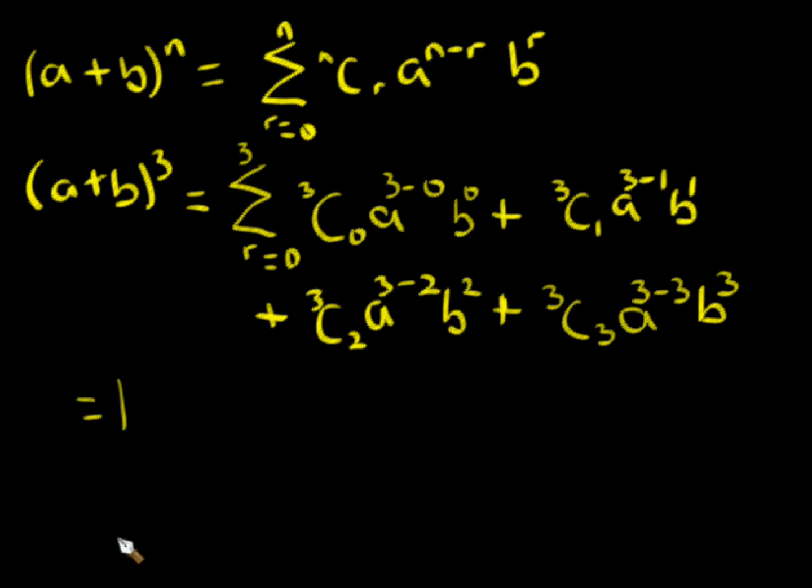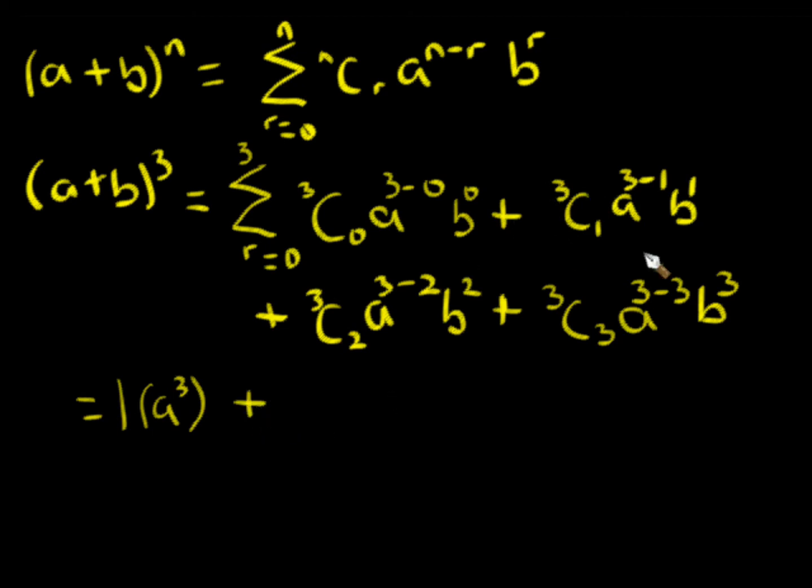The next part, a raised to power 3 minus 0. So 3 minus 0 gives us still the very same 3. So that would be a, let me put that in the bracket for now, raised to the power 3. So b raised to the power 0 becomes 1 also, right? Because anything raised to the power 0 gives us 1. So that gives us plus.